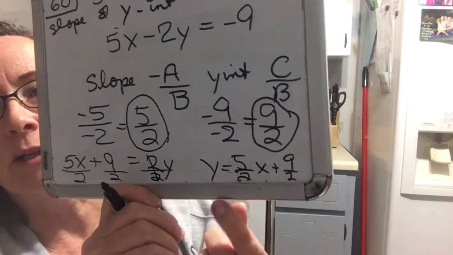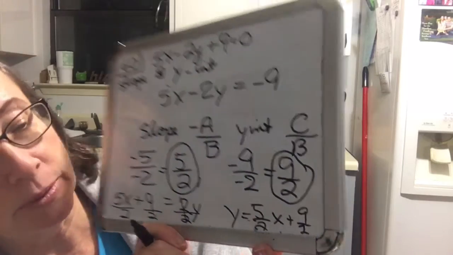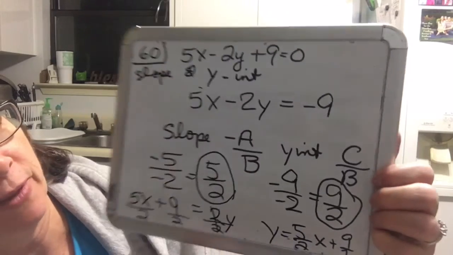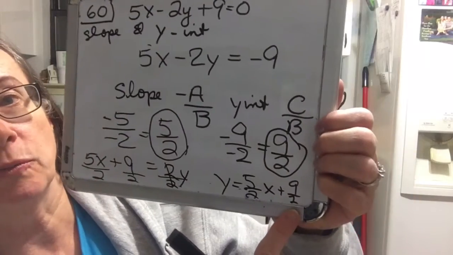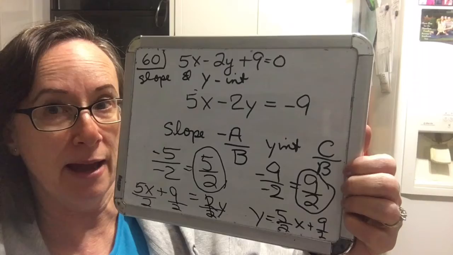Okay? Now, we know that this right here with the x is the slope. And it was 5/2. And this slope we had found before was 5/2. And the y-intercept was 9/2. And this y-intercept we had found before was 9/2. All right, so the pattern works beautifully.